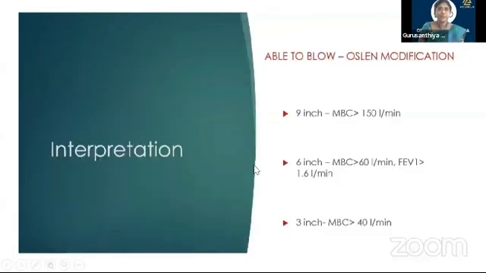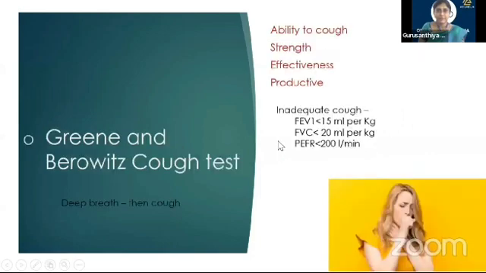Initially, if you are able to blow it at 6 inches, then the maximum breathing capacity is more than 60 liters per minute, and FEV1 is more than 1.6 liters. Then Osland modified it and gave us 3 values. If the patient is able to blow at 3 inches, it means the maximum breathing capacity is more than 40 liters per minute. And if the patient is able to blow at more than 9 inches, it is more than 150 liters per minute.